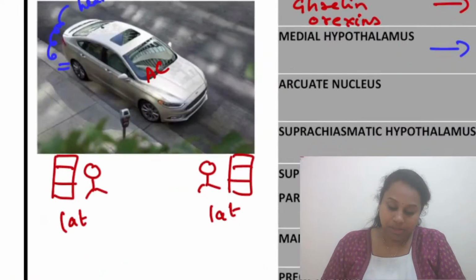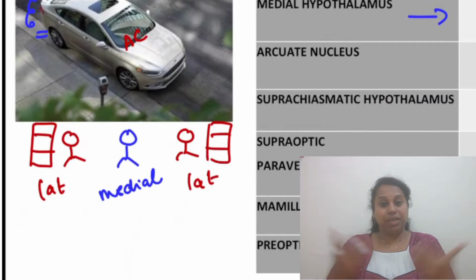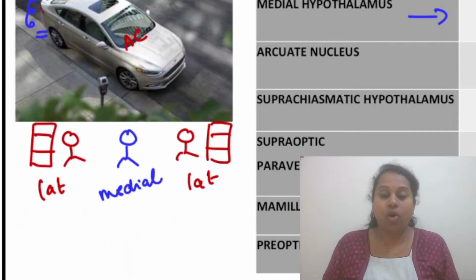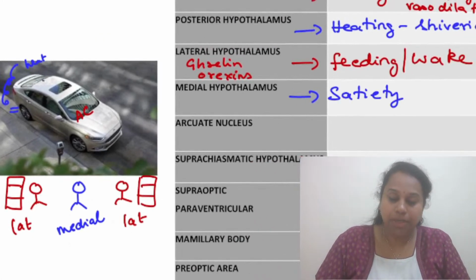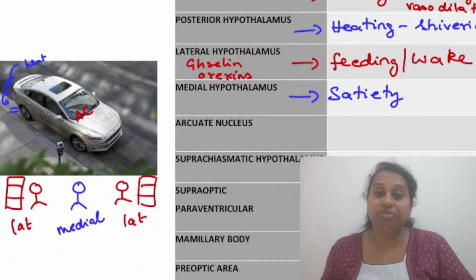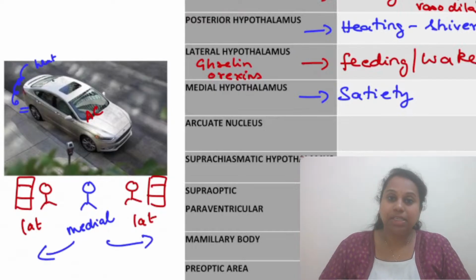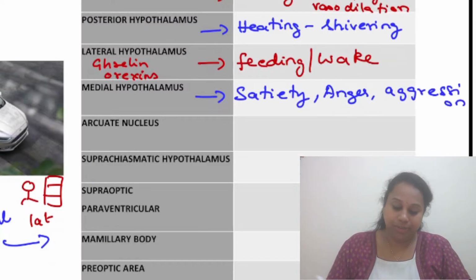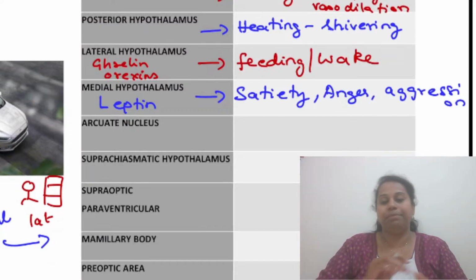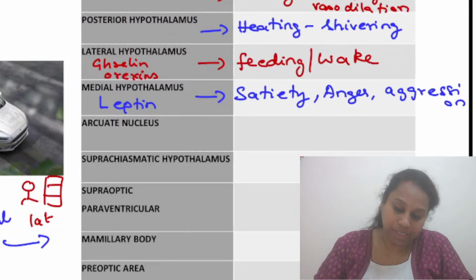Medial hypothalamus, just think about the person sitting medially, in the middle. He is not near the window, so he can't buy and eat. Opposite of feeding is satiety. Satiety means always in a state of stomach fullness, not at all feeling like eating. That's called satiety. But he is seeing these 2 lateral people eating nicely, so he is getting angry, anger. He is becoming aggressive, aggression. Satiety, anger and aggression. And the hormone responsible for satiety, leptin. Leptin is produced by adipose tissue and is responsible for this satiety, stomach fullness.